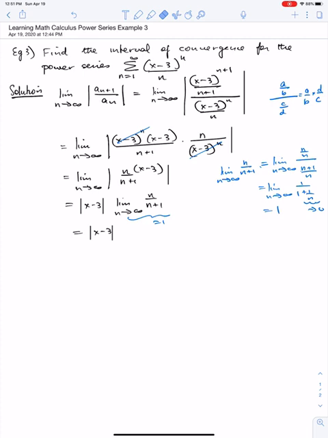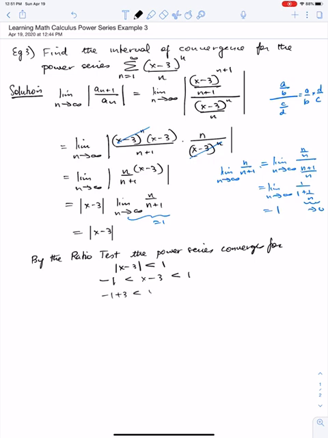So by the ratio test, which we reviewed for the previous example, the power series converges for the absolute value of x minus 3 less than 1. And that, by precalculus, is minus 1 less than x minus 3 less than 1. You simplify this a bit, you add 3 to all sides, so you get 2 less than x less than 4.